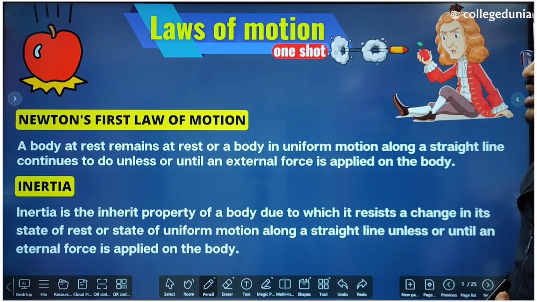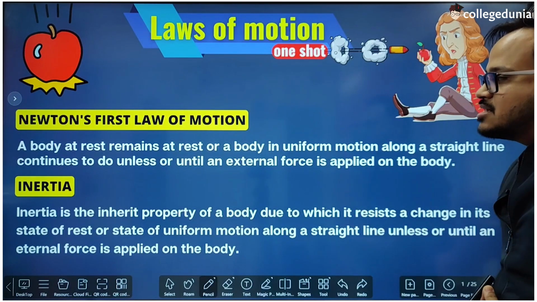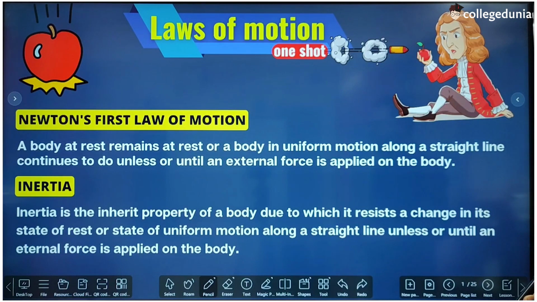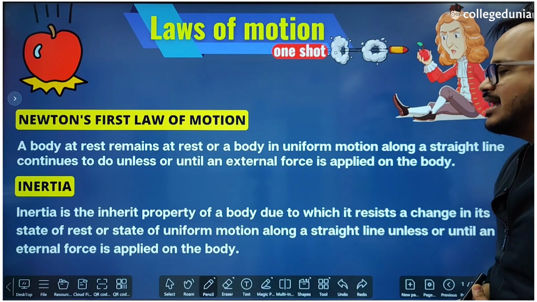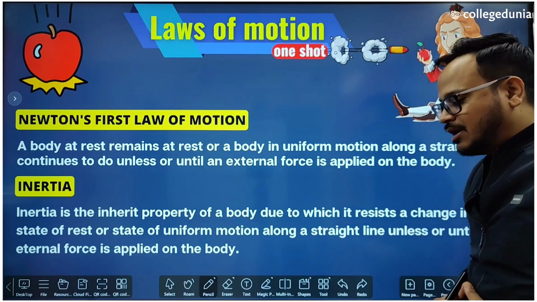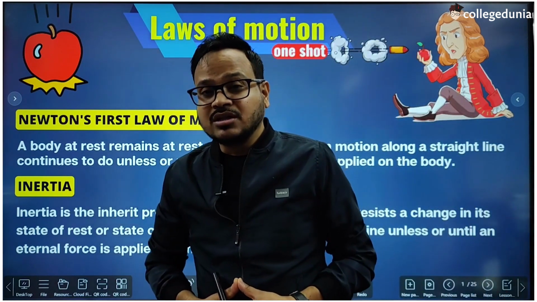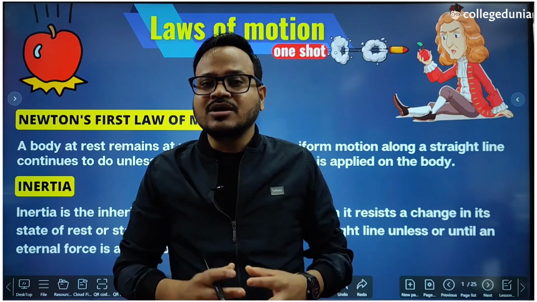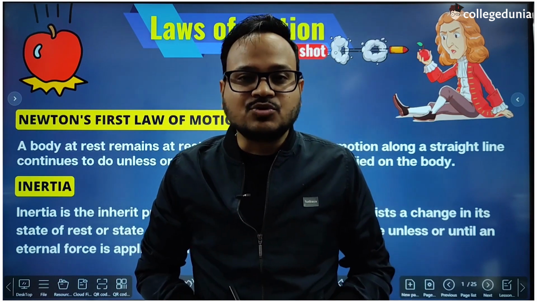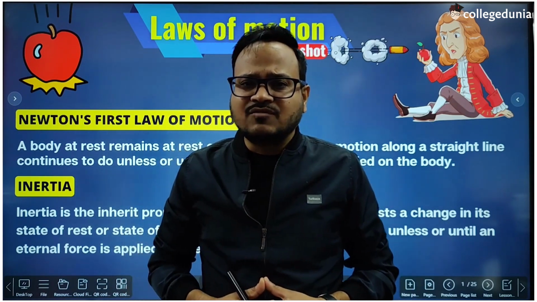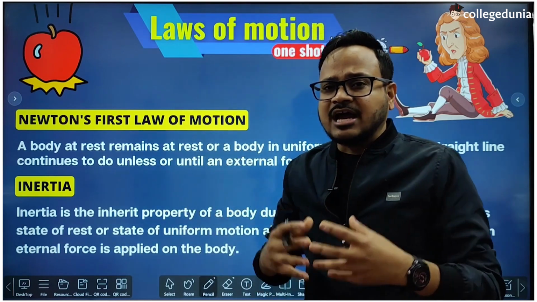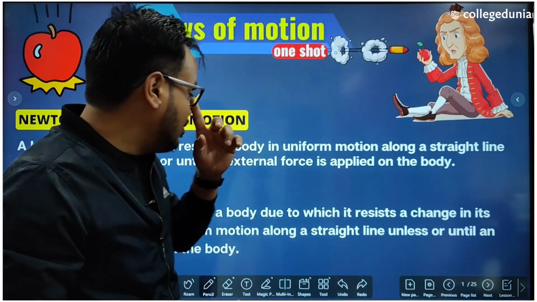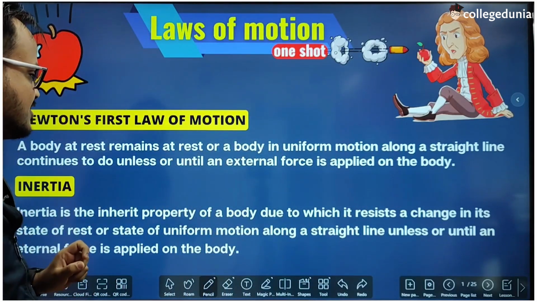First law says that a body at rest remains at rest, or a body in uniform motion along a straight line continues to do so unless or until an external force is applied on the body. This is the same law that you might have studied in class 9th also. This law seems to be very easy, but students get confused when a situation comes where they have to apply this law. So I don't want you to be confused. So let's take an example.